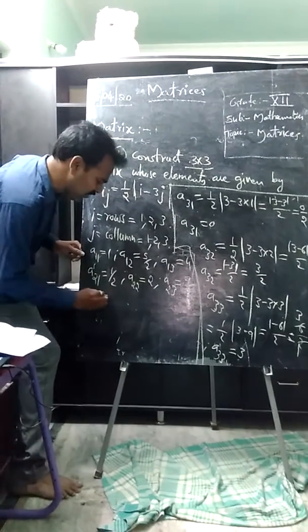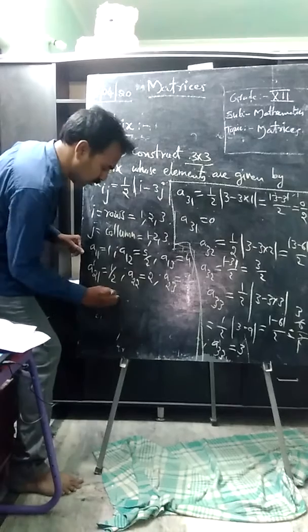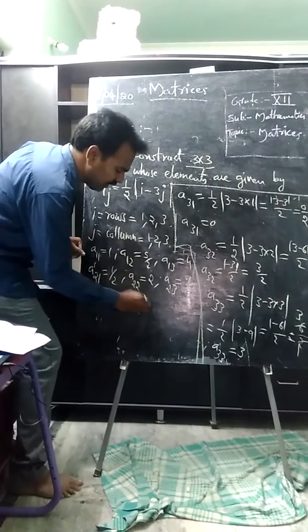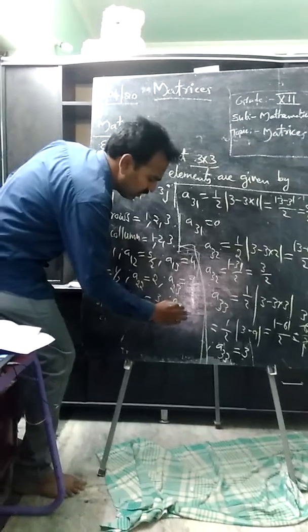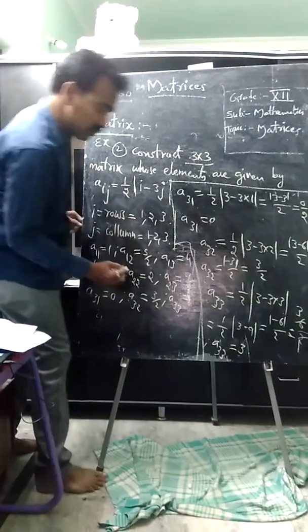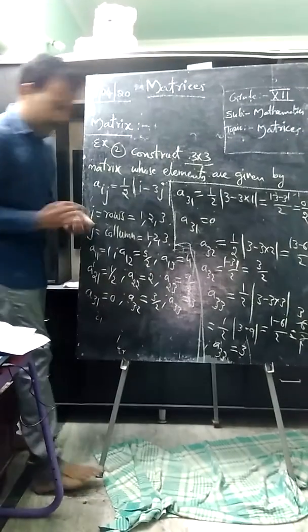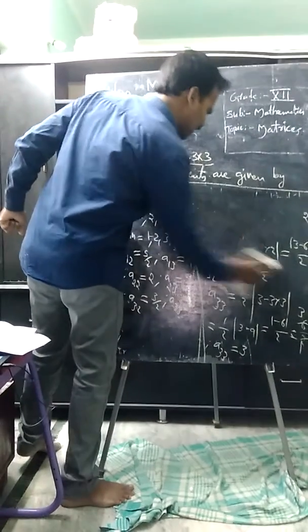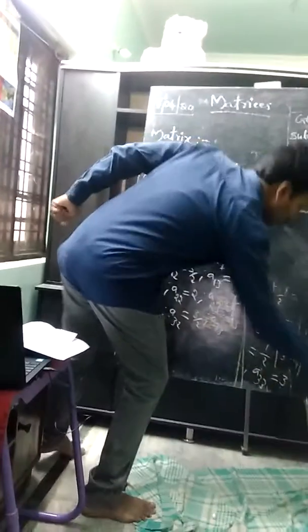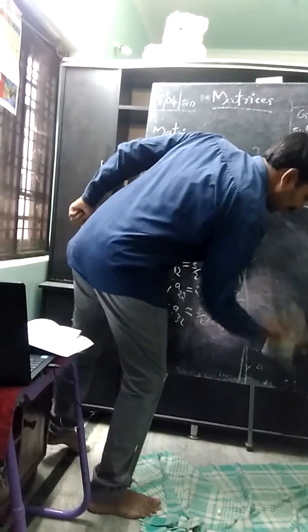So what is the A31 element as per our problem? Yes, 0. A32 element, 3 by 2. Then the A33 element, students? Yes, that is 3. Now frame the matrix. What is the order of the matrix? Yes. So give a name in capital letters, that is up to you. I am taking P, matrix P.